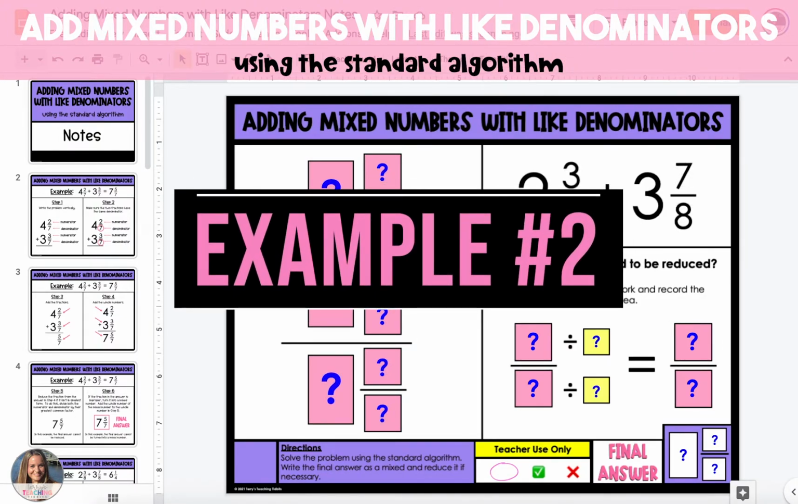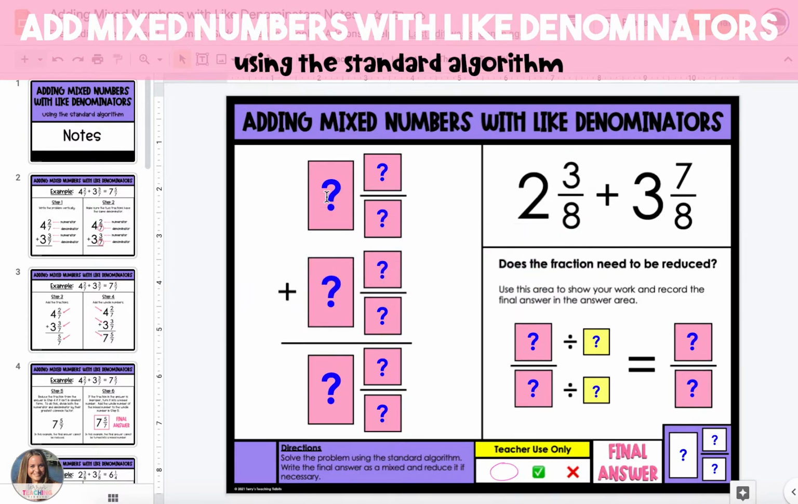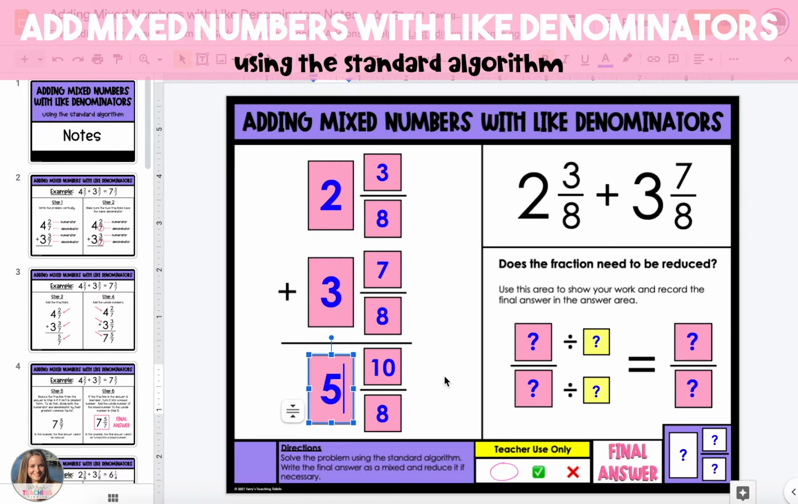In the second example, we're going to add 2 and 3/8 with 3 and 7/8. Again, we're going to type the mixed numbers on the left side of the slide. We'll add the fractions first, so 3/8 plus 7/8 equals 10/8, and then the whole numbers, 2 plus 3 equals 5. In this example, our fraction can be reduced.